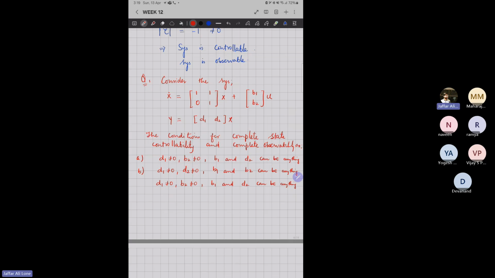So do you get any idea how to solve it? Same as what we have done in the previous case. Yes, you do that, you'll get some condition and tell me that condition. By that time I'll write the options. You just write the controllability matrix, find the determinant of that, and you see what condition you are getting in terms of D1, D2, B1, and B2. Similarly, you do observability and tell me what conditions you are getting.